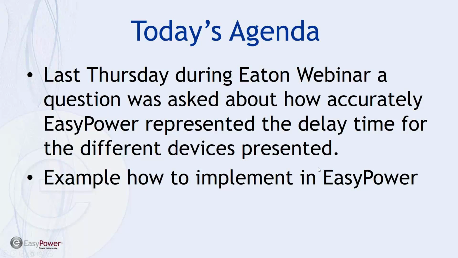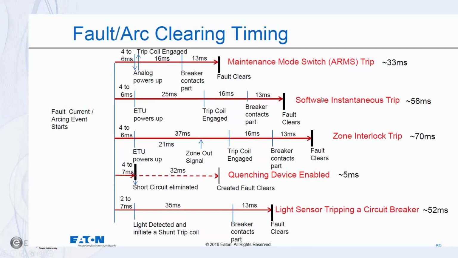So I mentioned that we'd start off with that example today, so let's go to the slide that Jim had. Basically, among the discussions that he presented, he talked about maintenance mode, instantaneous trips, and most of these are microcontroller features that are built into the breakers, software trips, zone interlock tripping, quench device enabled, and light sensor tripping. At least three of these are basically time related and cannot be simulated in software at the macro system level. So it's a valid question. How does one implement this in EasyPower?